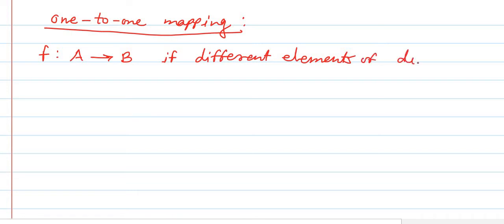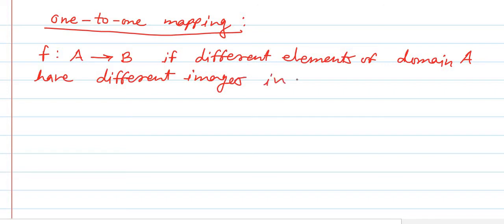Next is the one-to-one mapping. If F is a mapping from set A to set B, then it is said to be one-to-one if different elements of domain set A have different images in the codomain set B.